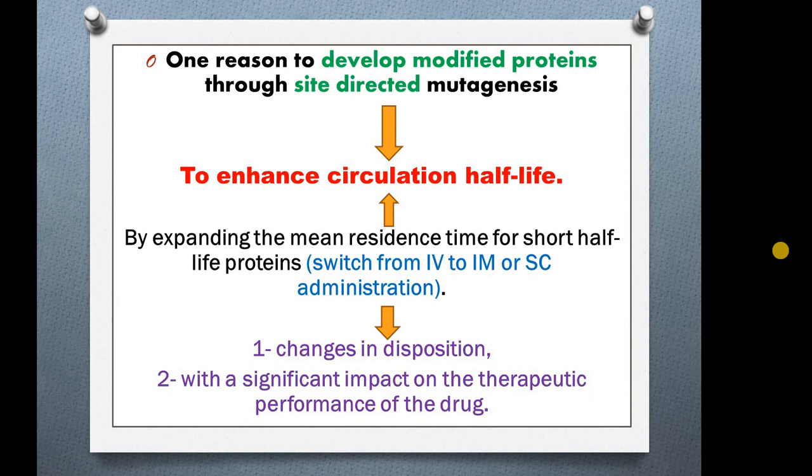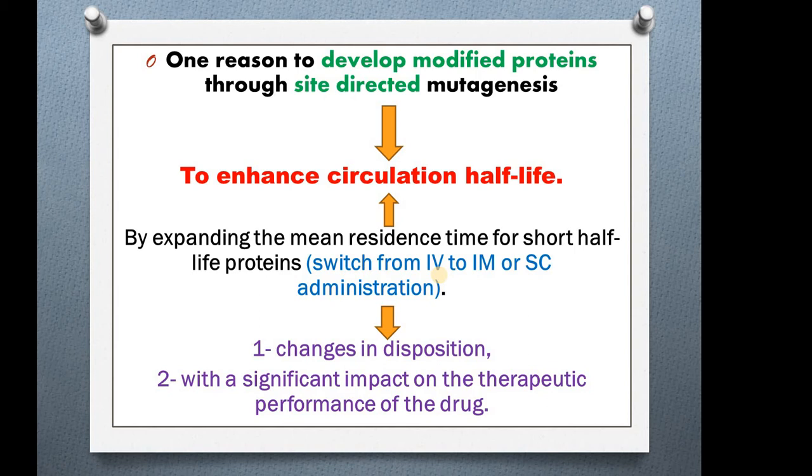B. Expanding the mean residence time for short half-life protein. So to improve it, we will change from IV to IM or subcutaneous. We changed from IV to IM or subcutaneous administration. The disposition will change, and this has a significant impact on the therapeutic performance of the drug.